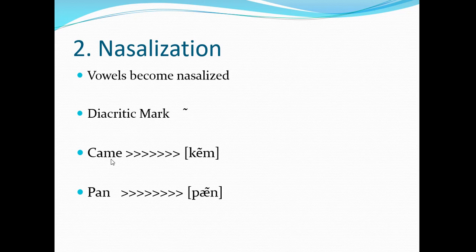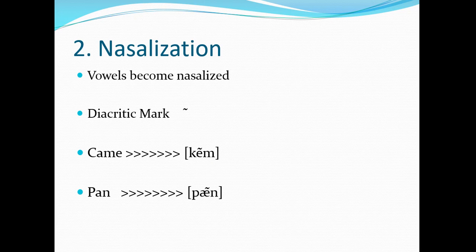When a vowel occurs before a nasal segment, a nasal sound, like in this example, it is produced with a certain degree of nasalization, that is, by lowering the velum, permitting the air to go out through the nasal cavity. So in the word came, the vowel sound a becomes nasalized because it occurs before the nasal sound, okay?